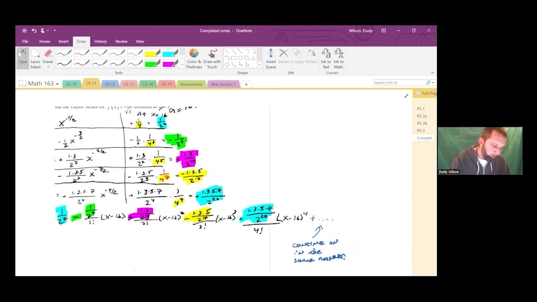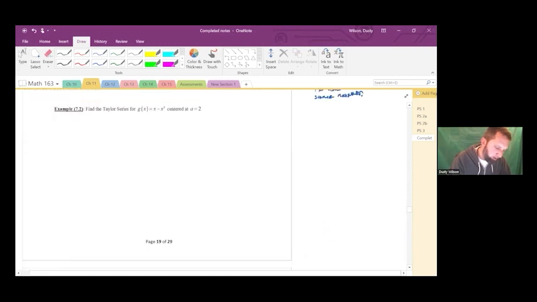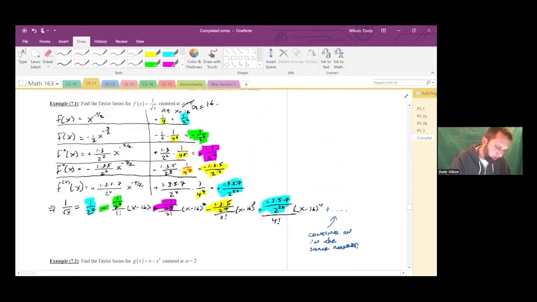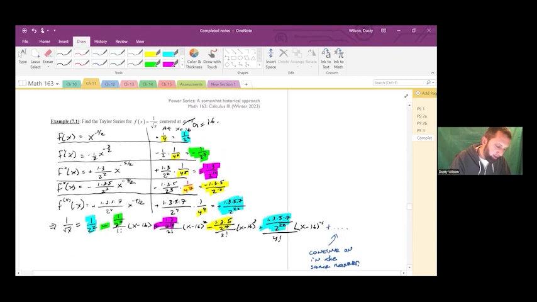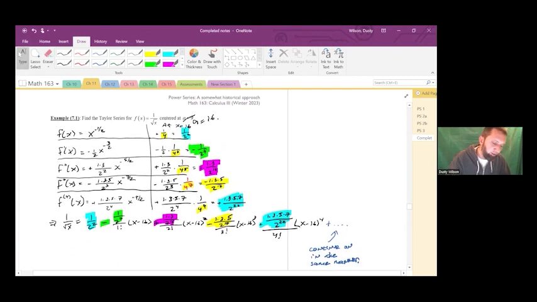But there you have, where did it go? Sorry, I lost it. There you go. There you have the Taylor series for f of x equals 1 over square root of x centered at a equals 16.